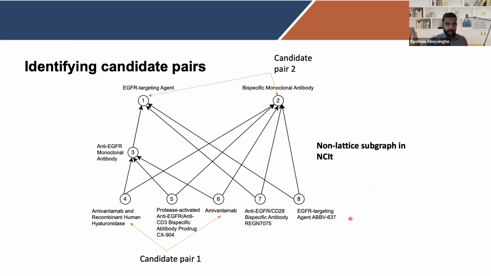So this is a non-lattice subgraph in the National Cancer Institute thesaurus. And again, 2, 4, and 6 would form a candidate pair. 2 and 1 would form another candidate pair. Likewise, 7 and 8 would form a candidate pair as well, but 8 and 2 would not because they have an ISA relation between them.